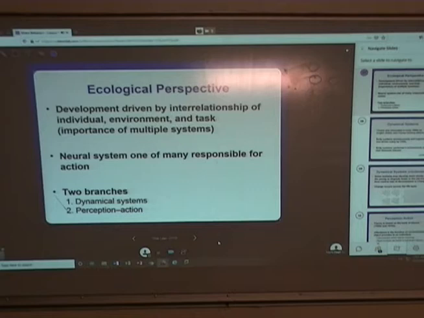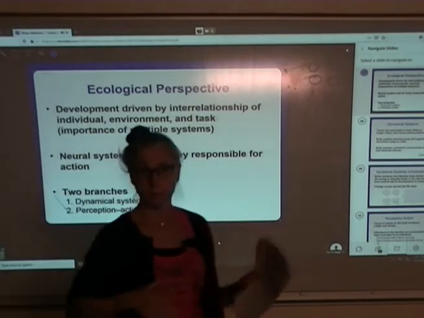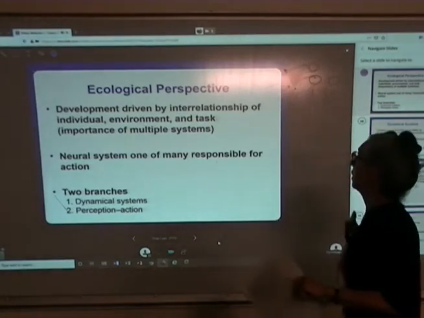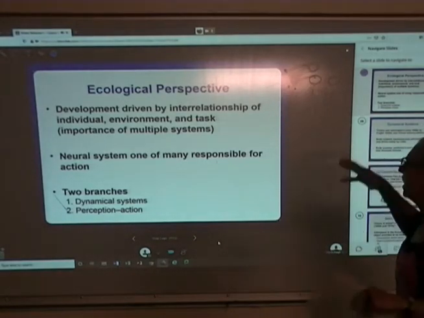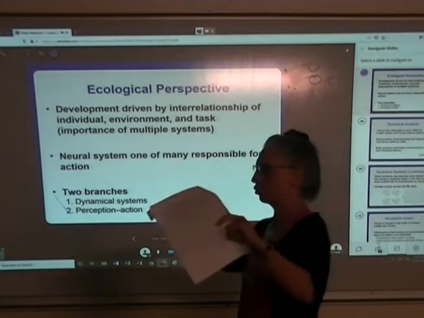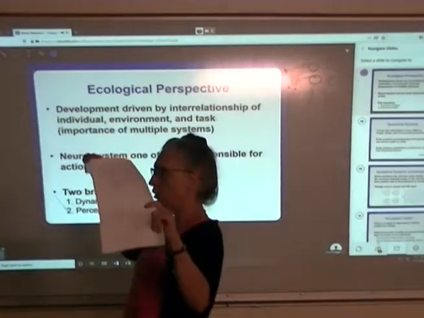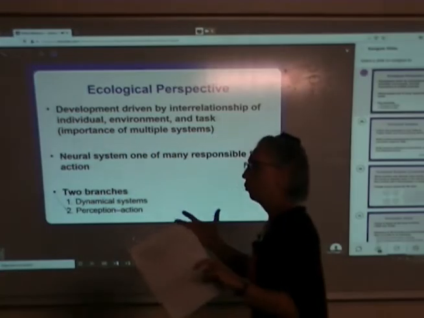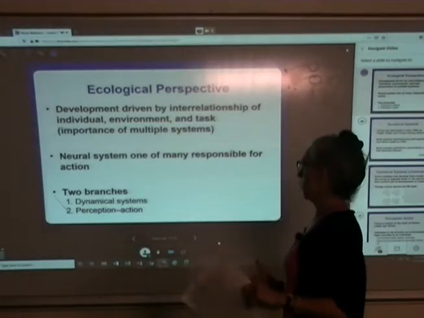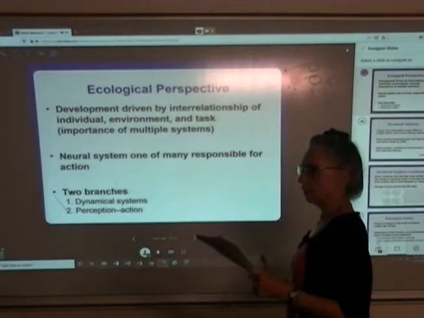Okay, our third perspective, our third approach in this chapter is the ecological perspective. And this is the approach that our constraints theory sits under. All right, this is the umbrella where our constraints will fit.